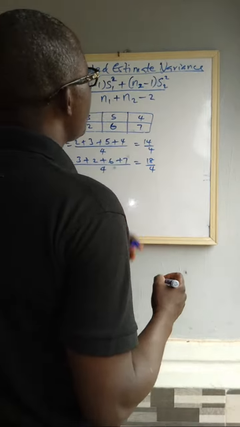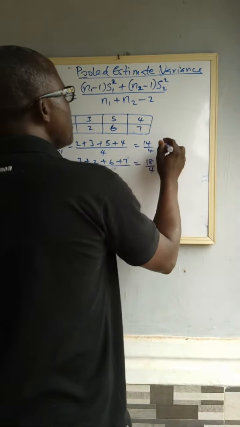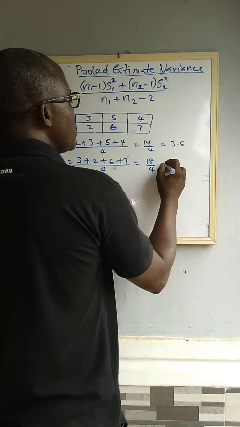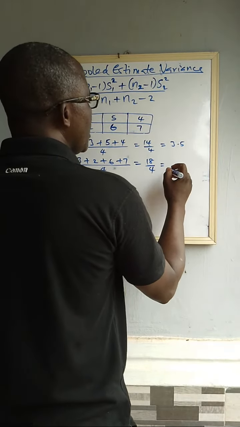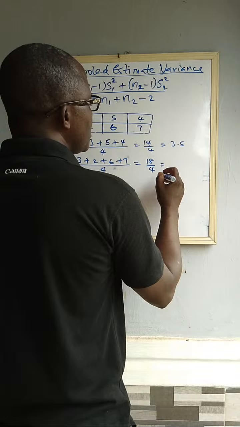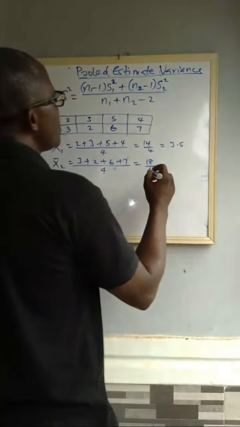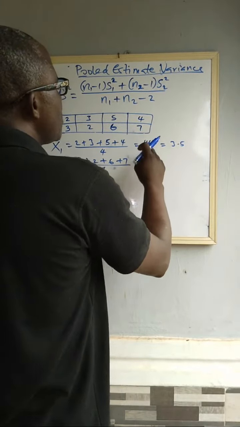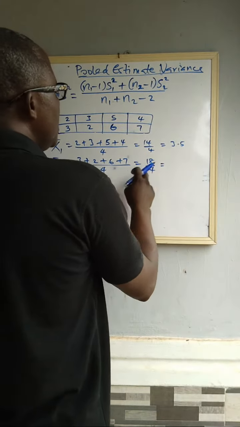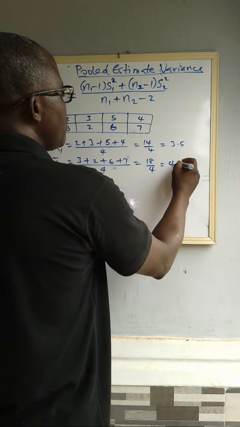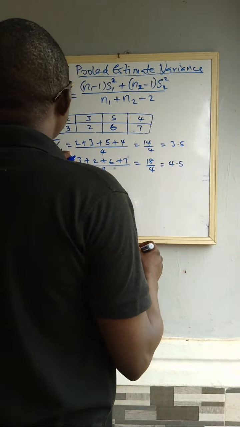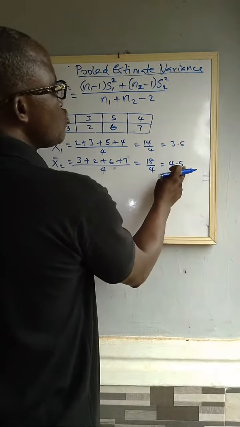18 over 4. So we simplify this. This gives us about 3.5, I think. And this one is also 3. Okay, 14 over 4, that's 13 over 4. Okay, that's 7 over 2, 3.5. And here we have 4.5. Now, this is x1 bar, and this is x2 bar.